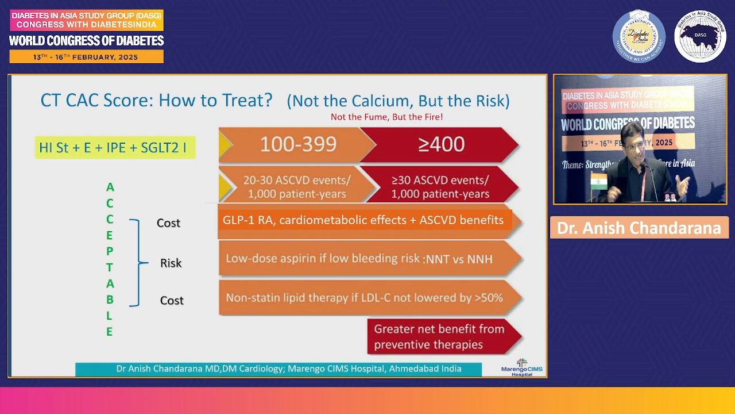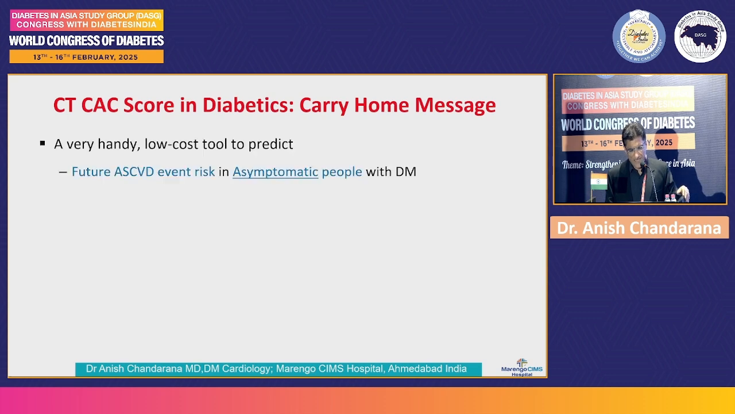And similarly, non-statin therapy, for example PCSK9 inhibitors, which are costly, you can think in this group. So lower the calcium score, you can go ahead only with statin. As the calcium score goes up, you can keep using other lipid modifying agents, the costlier diabetes agents, and aspirin also. So ladies and gentlemen, coming to conclusion, CT coronary calcium score in diabetics is the most important tool to define the future atherosclerotic cardiovascular risk.